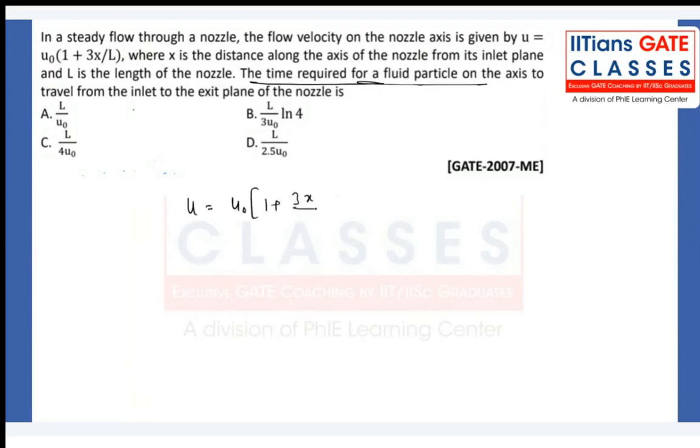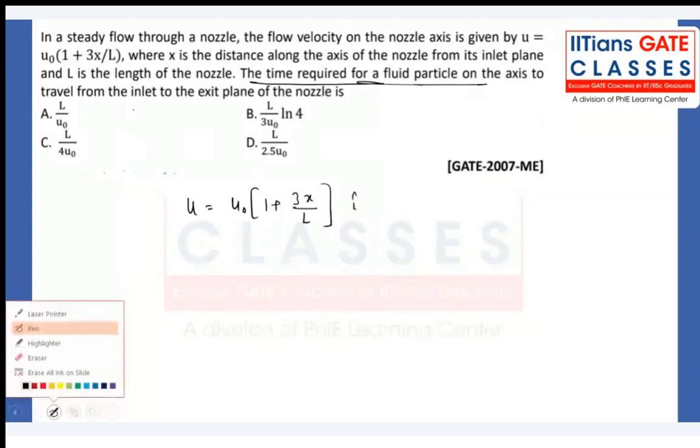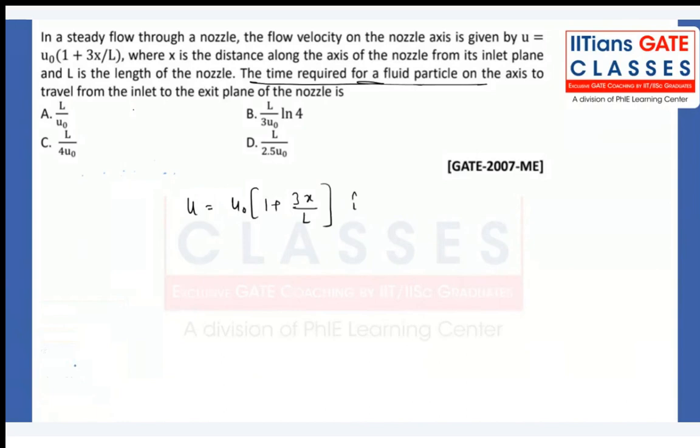Now tell me whether it is a 1D flow or 2D flow. U can be written as dx by dt. So only the x component is there, that's it. So it's a completely 1D flow. In a nozzle from inlet to outlet, x is varying from here to here, something like this.